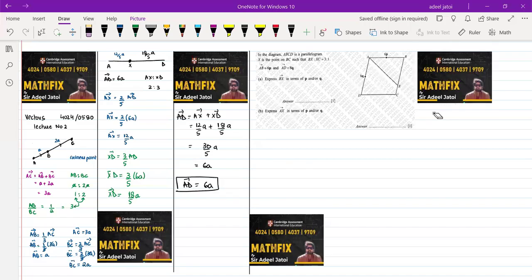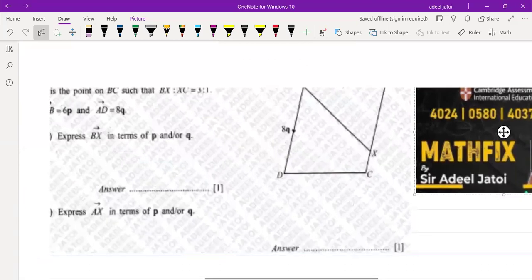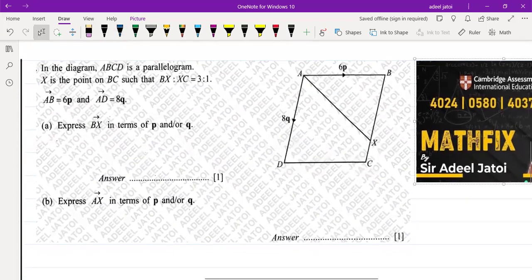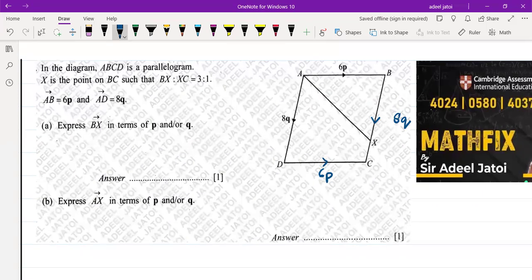Let's work down with the example question. Now see, the question is pretty much clear in the diagram. ABCD is a parallelogram. What does parallelogram mean? That means if AB is 6P, then automatically DC will be 6P. If AD is 8Q, then automatically BC will be 8Q as well. And the same direction will be used because of the parallelogram. X is the point on BC.